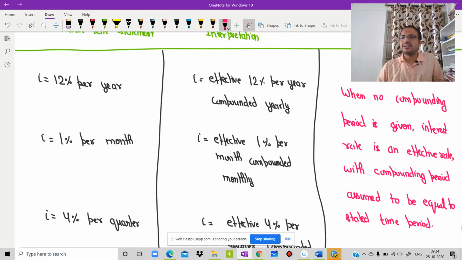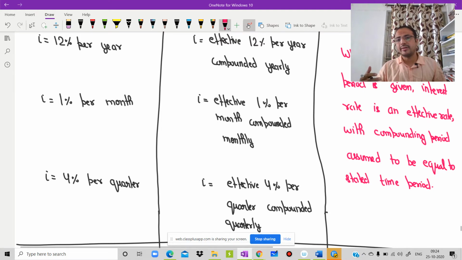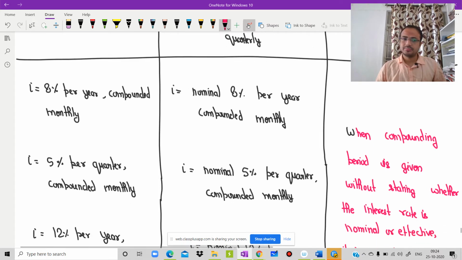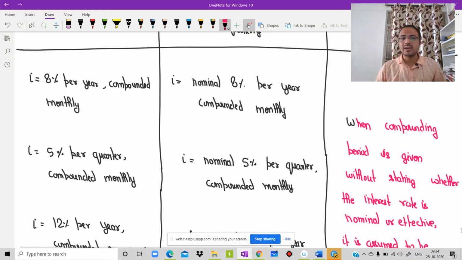And this chart is just a way of representation. If I is 12% per year, what does it mean? 12% per year means effective is also 12% per year compounded yearly. If it is per month, it means compounded per month only. If per quarter, it means compounded quarterly only. Here 8% per year, compounded monthly. It means nominal, if nothing is given, nominal 8% per year, compounded monthly. This is per quarter, compounded monthly.